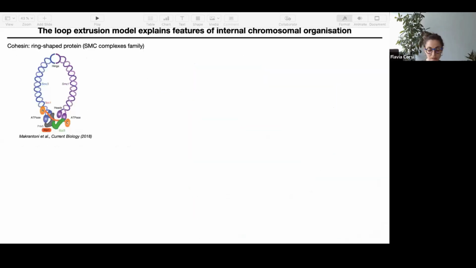The best-supported physical polymer model for internal chromosome organization is the loop extrusion model. The main character of the loop extrusion model is cohesin. Cohesin is a ring-shaped protein, part of the SMC complexes family, which has two ATPase domains that are likely to confer to the protein a motor-like activity.